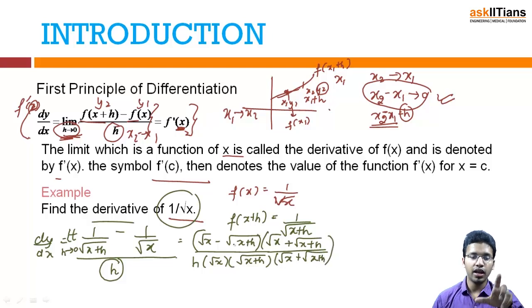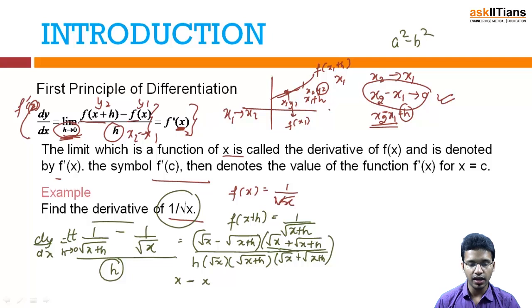Now I can see that x minus x, this identity will give me basically a square minus b square. So this in turn will give me x minus x, and that will be minus h. This will get cancelled out, and the denominator, this h will get cancelled with this one, and then we can obviously put h is equal to 0.